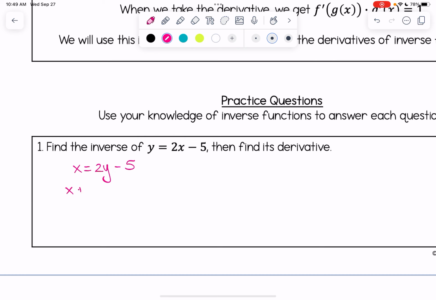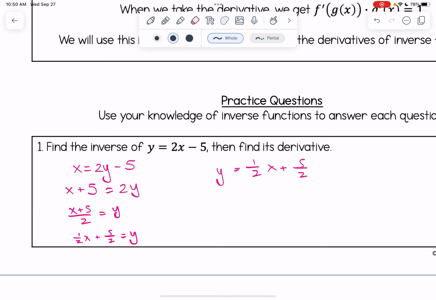So I'm going to put the 5 on the other side. Divide everything by 2. And we could also write that as 1/2 x plus 5 over 2 is equal to y. So I'm going to put that over here just so I have some more space. That's our y. Now let's find y prime. The derivative of 1/2 x plus 5 over 2 is simply 1/2.